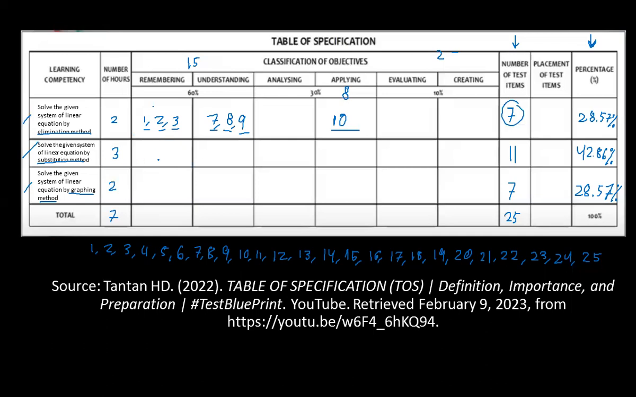So, next, proceed naman tayo dito sa second, what do you call this one? Second learning competency, which is yung substitution method. So, di ba tapos na si 1, 2, 3, tapos 7, 8, 9. Okay? So, pwede kong ilagay dito si 4, 5, 6.